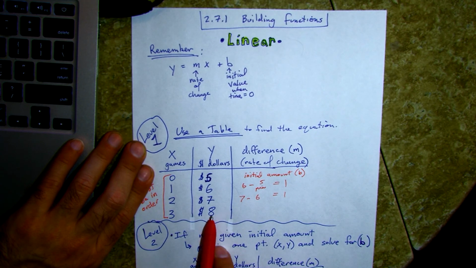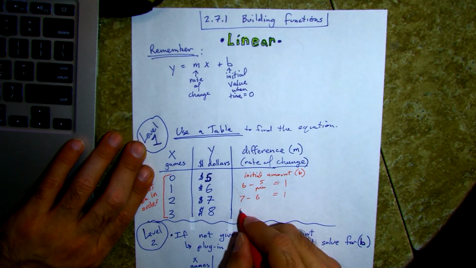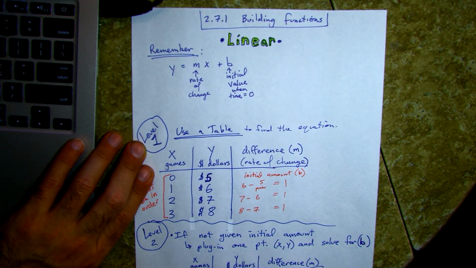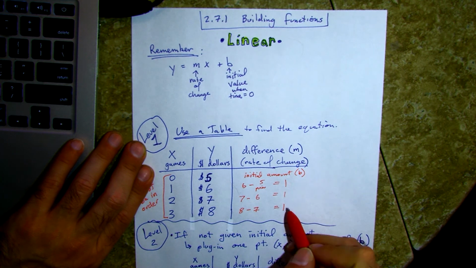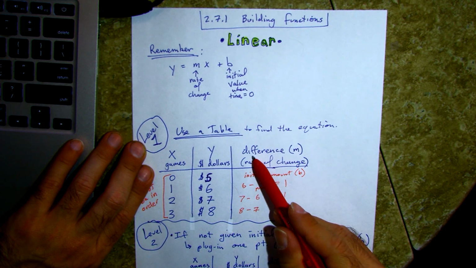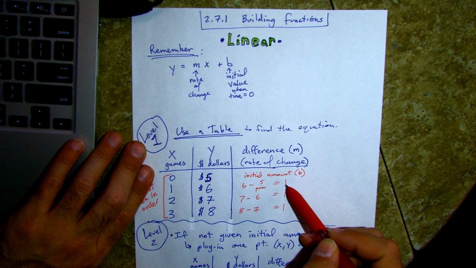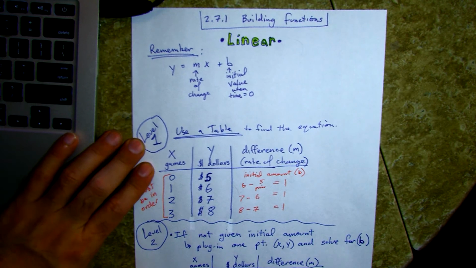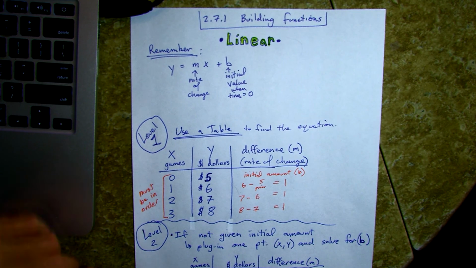We're going to take 8. We're going to subtract the prior. We get 1. Okay. You see how all these match? They match because you increase the difference. The rate of change is the same as you move through your games. So how much are you paid per game? What do you think? $1.